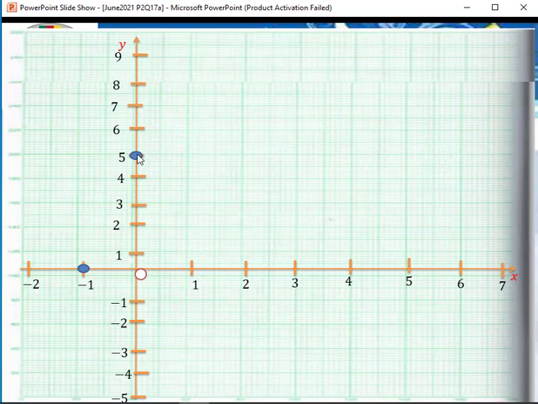When x is 1, y is 8. So when x is 1, where is x 1? X is 1 here, we go up. Where is y? Y is 8 here. They meet at this point, so our point we are going to plot will be there.